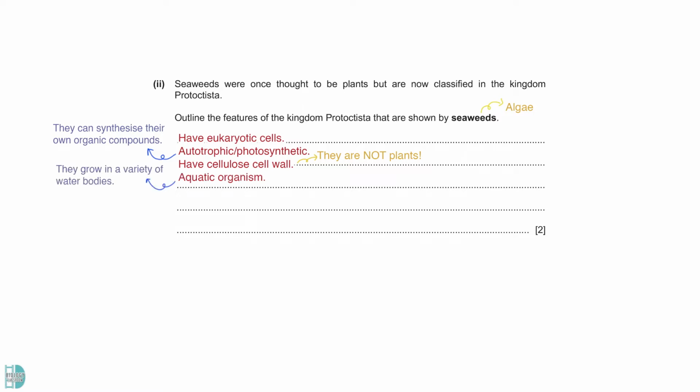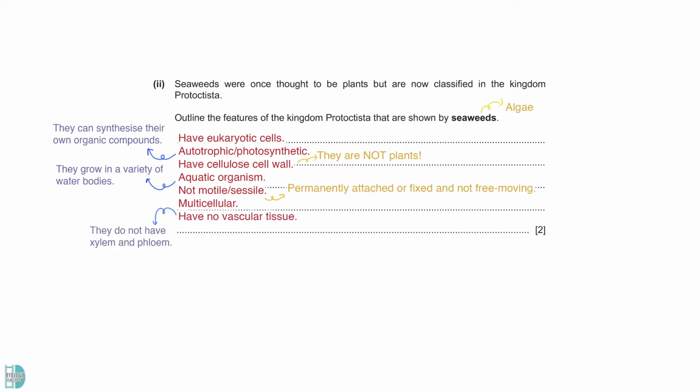They are aquatic organisms that are commonly found in the ocean as well as in the rivers, lakes, and other water bodies. Algae are not motile. You can use the word sessile to describe this. It means they are permanently attached or fixed and not free-moving. They are multicellular organisms. Unlike plants, algae do not have vascular tissue such as xylem and phloem.